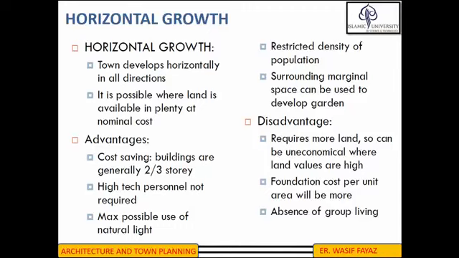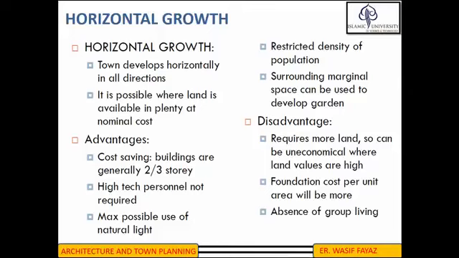The density of population in horizontal growth can also be restricted, and there is also economy of floor space as there is no provision of columns and lifts. The surrounding marginal space can also be utilized for garden space.